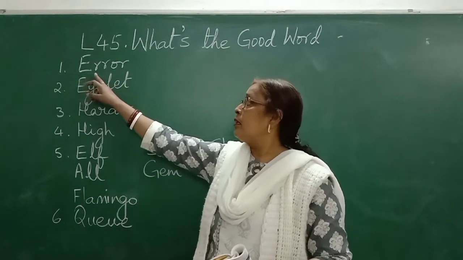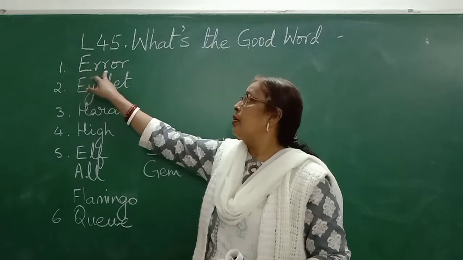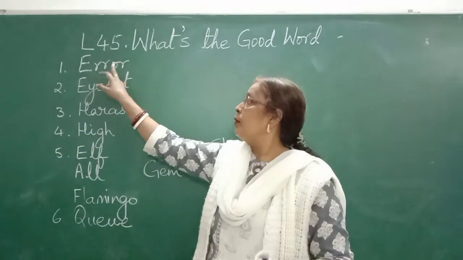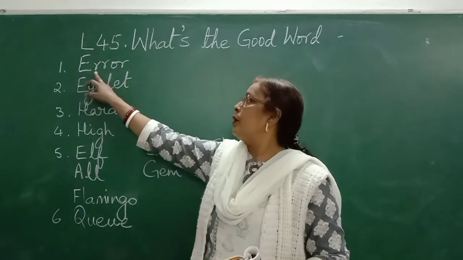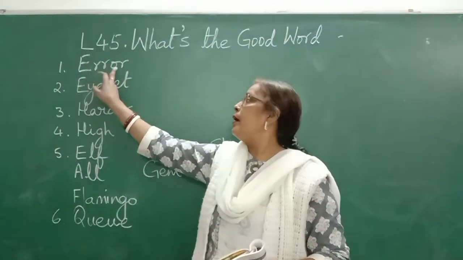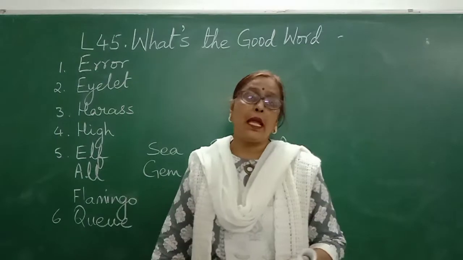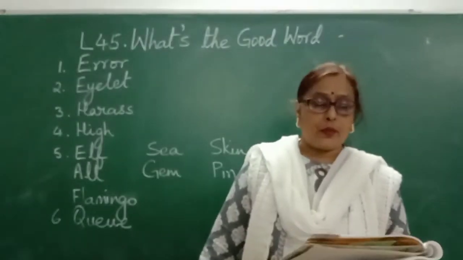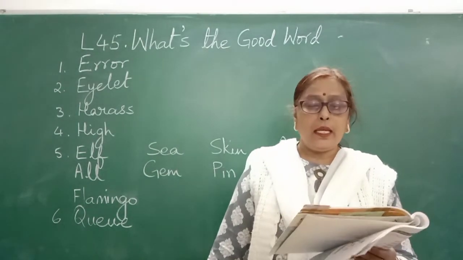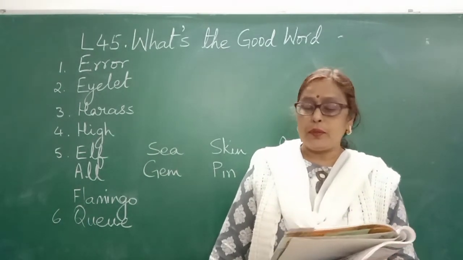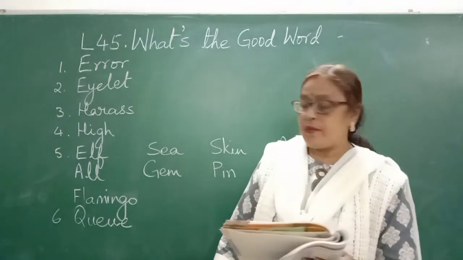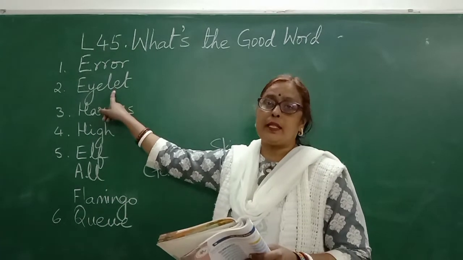You can check. There are five letters. Three are consonants. These are consonants. And there are two vowels, E and O. So the word is error. Next one, find a six-letter word using the letters E, L, T, Y. Now, using these four letters E, L, T, Y, the six-letter word which we get is eyelet.